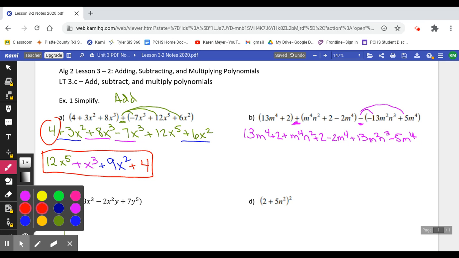So now we're just going to go with highest exponent. Highest exponent is m to the 4th. So if I look at my m to the 4th, I have a 13m to the 4th, a negative 2m to the 4th, and a negative 5m to the 4th. So 13 minus 2 minus 5 will give me 6m to the 4th.